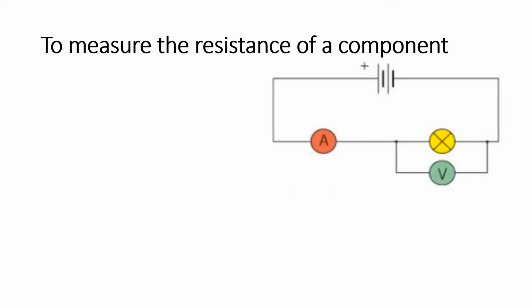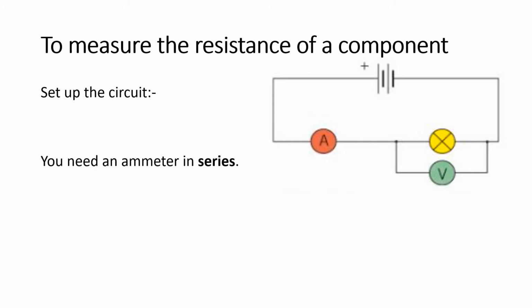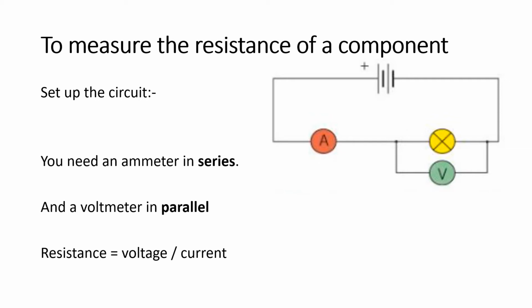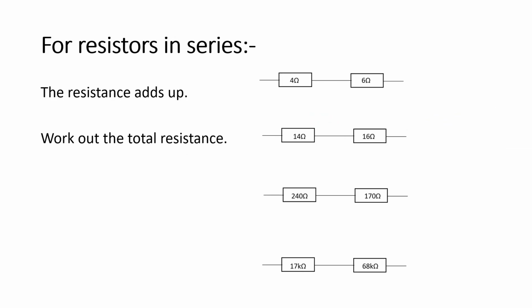If you want to measure the resistance of a single component, you can set up the circuit. But you need an ammeter in series and a voltmeter in parallel across the device that you're measuring. And then you can work out the resistance using voltage divided by current. For resistors in series, the resistances add up, so you just add up the numbers.